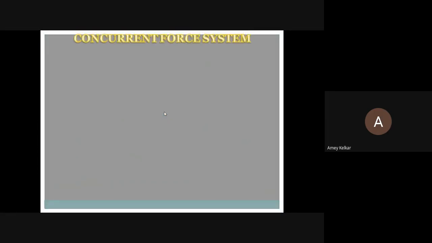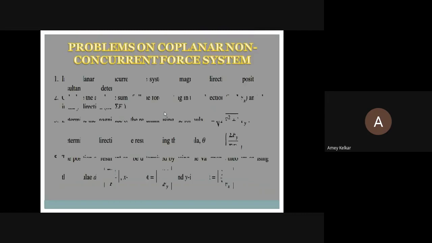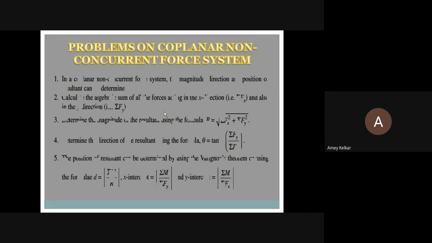So these are the steps which we have already discussed, which are easy. Up to step number 4, it is regular, as you all do in the regular examples. Then the fifth step is the application of Varignon's theorem. So let us start with today's example.